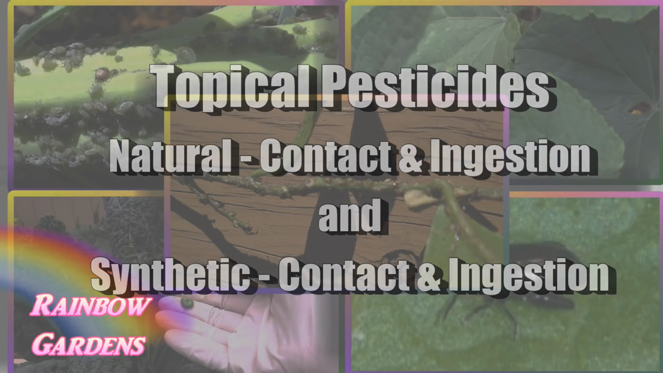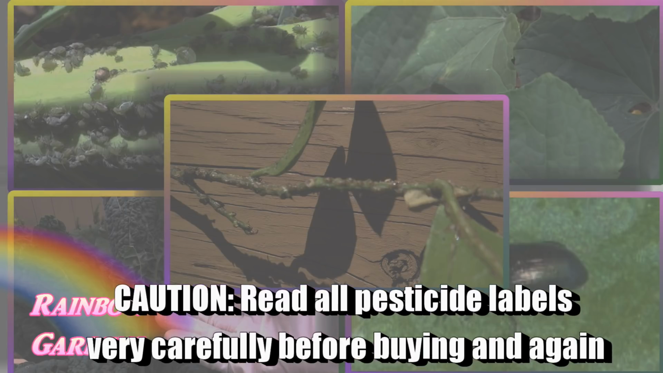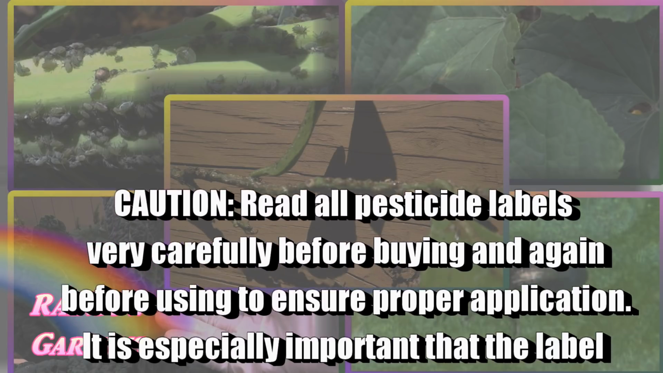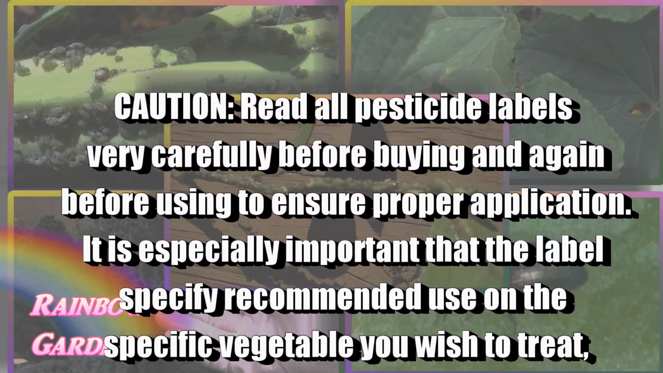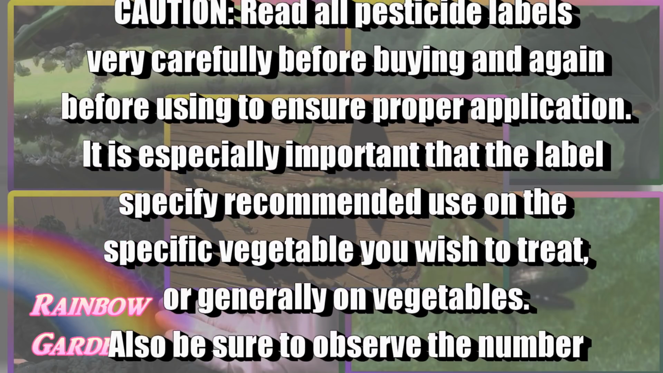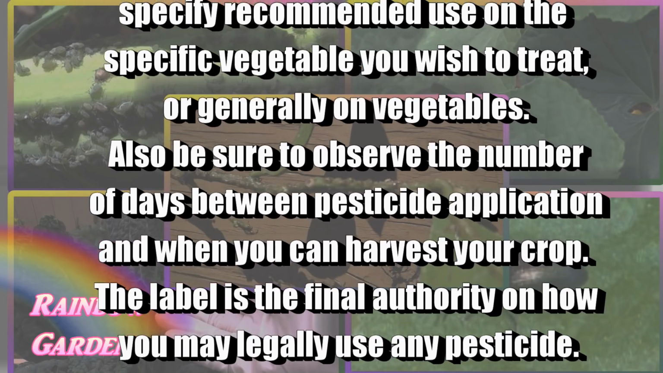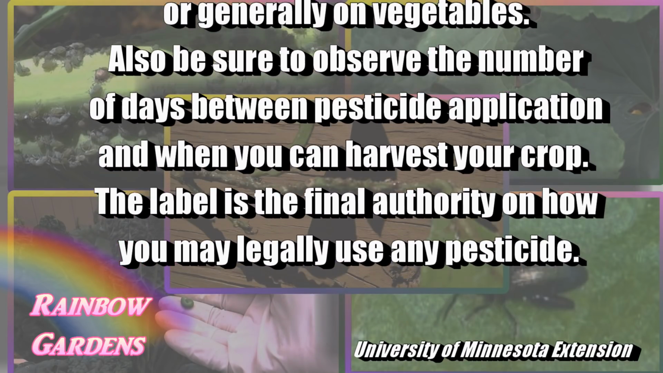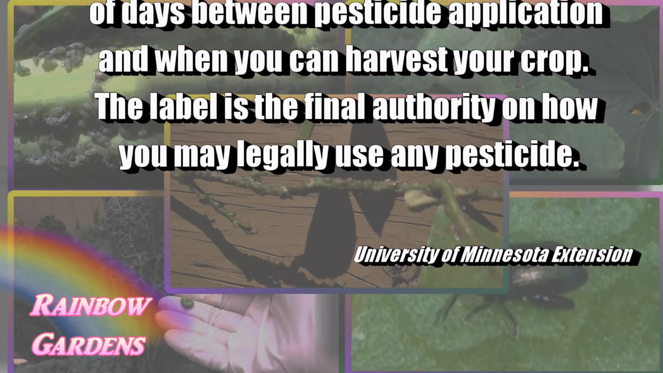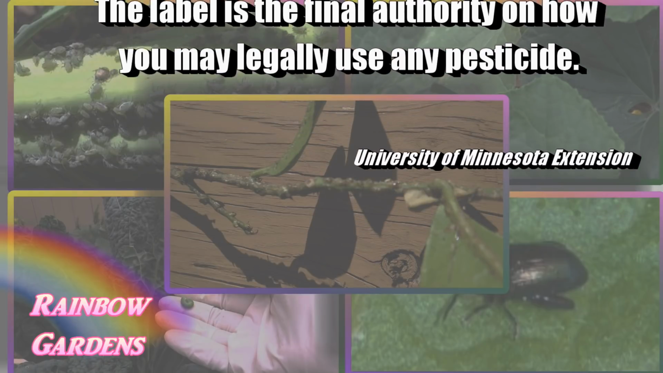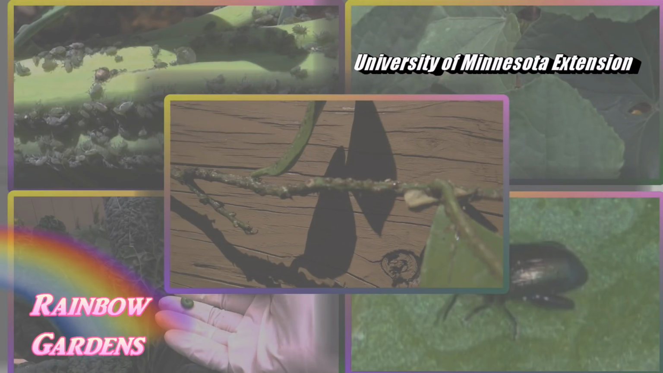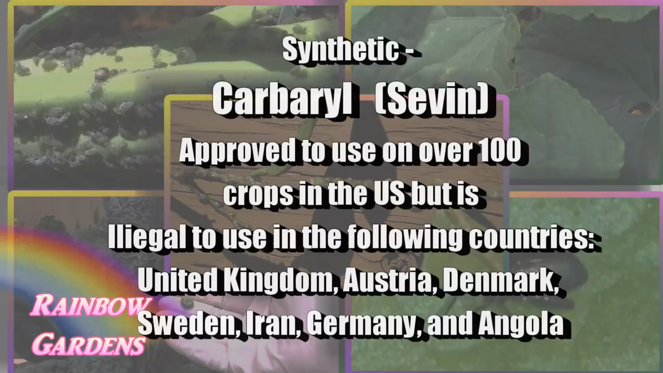As always, you need to make sure you're reading your pesticide labels very thoroughly. Make sure that they are approved for use on the vegetable or the plant that you're using it on, and that is extremely important. So the synthetic pesticide that I will refer to throughout the video most commonly will be Carbaryl, and that is on the market under the brand name of Sevin.